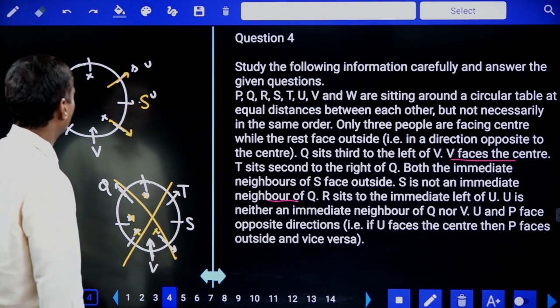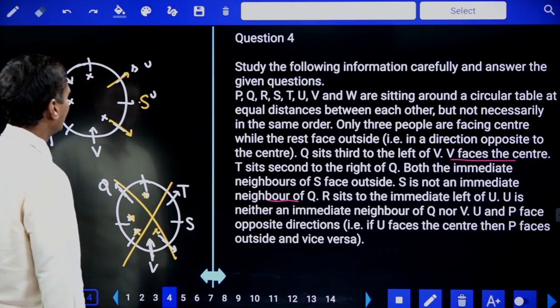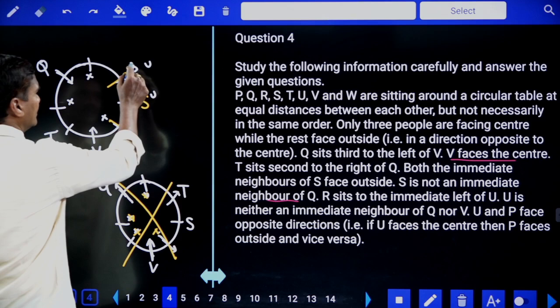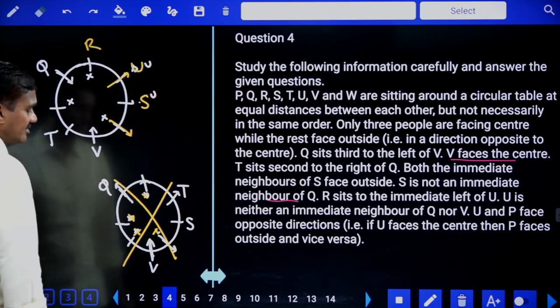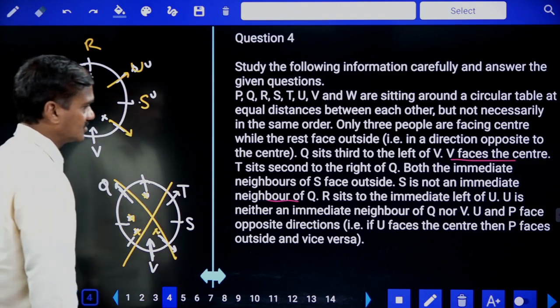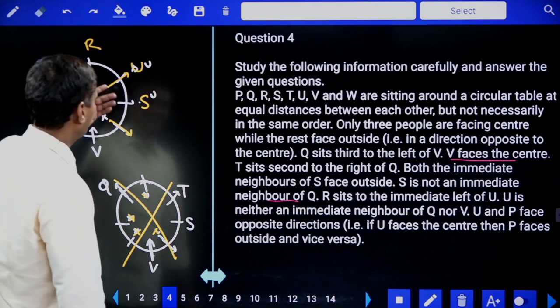R sits to the immediate left of U. R is to the immediate left of U, so if S is here, definitely U must be here. If U is here, R will be here, and R sits to the immediate left of U, and next one, U is neither an immediate neighbor of Q nor V.